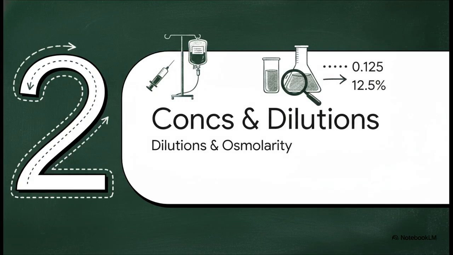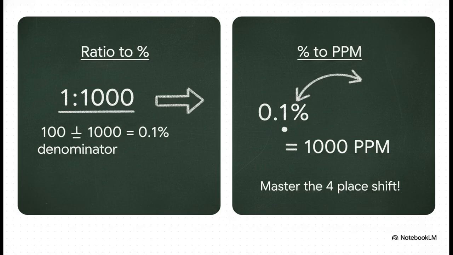Moving right along to Section 2, Concentrations, Dilutions, and Osmolarity. In this area, moving the decimal point correctly is honestly half the battle. This is highly relevant when you're compounding products or deciphering percentage strengths for IV bags.